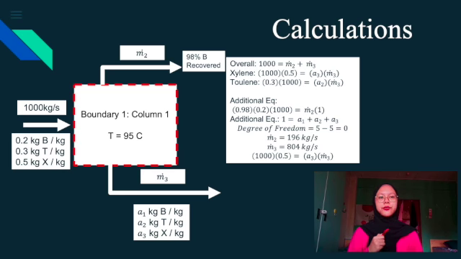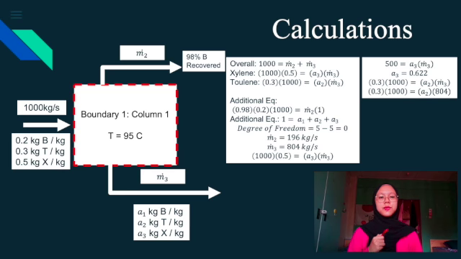Next, with the value we get from equation 4, we can calculate the value of M3 from equation 1. So M3 is equal to 1000 kg per second minus 196 kg per second, and the value of M3 is equal to 604 kg per second.